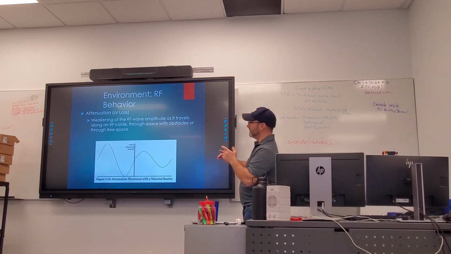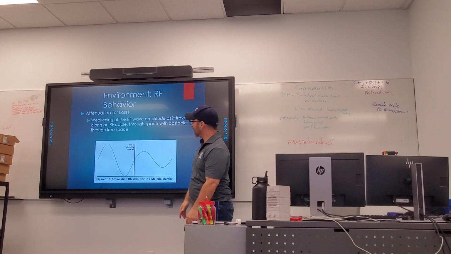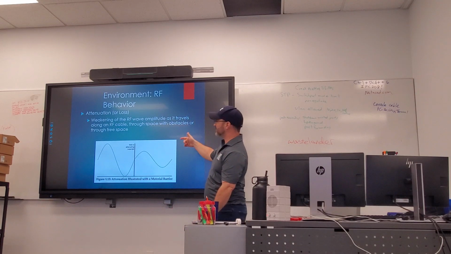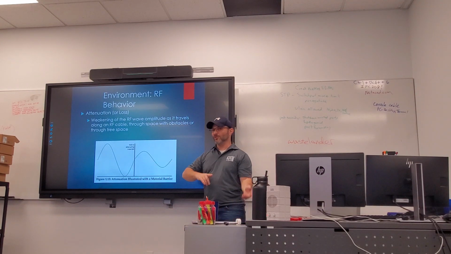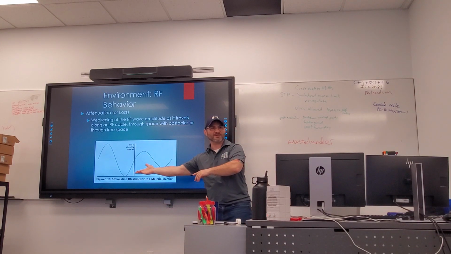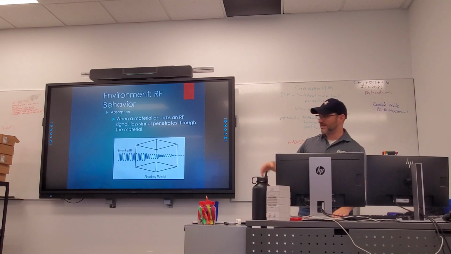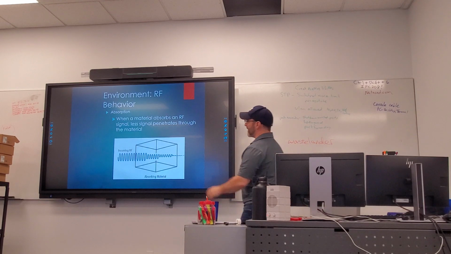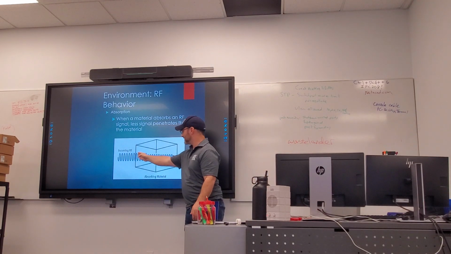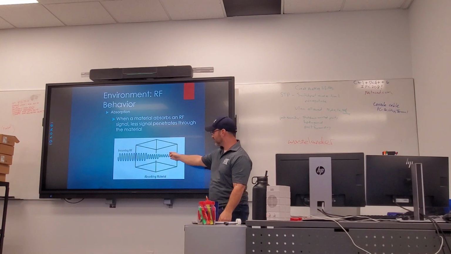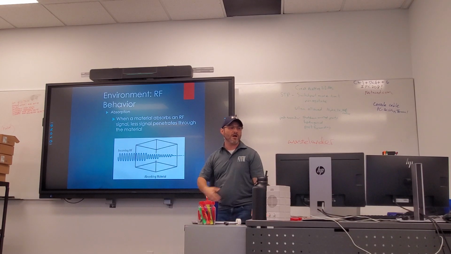Attenuation, loss, right? So weakening of an RF wave as it travels along an RF cable, through free space, obstacles, or goes through a wall. The wall is going to absorb some of the wave, and then it's going to dissipate. This is kind of showing that same exact thing. We have absorption, right? As the signal enters this box, it decreases. Next thing you know, you got nothing left.